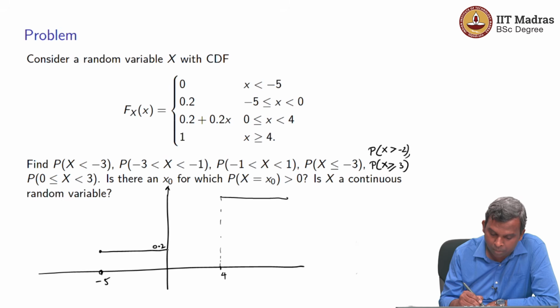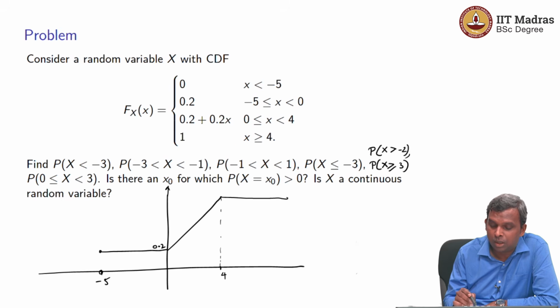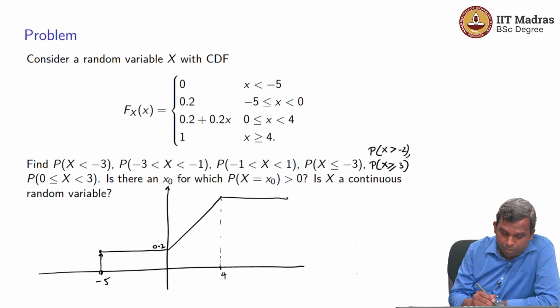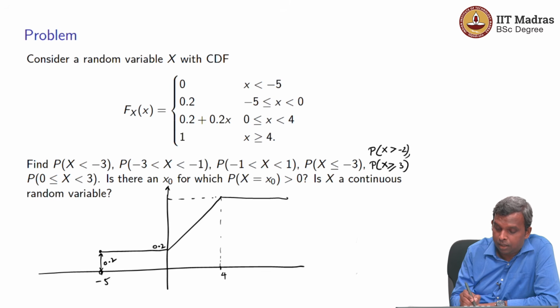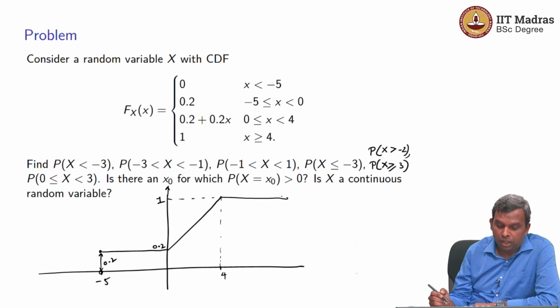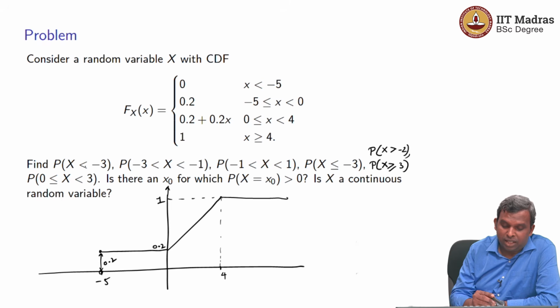So I know this is going to look like this, right? You can test it out: x equal to 0 gives you 0.2, x equal to 4 gives you 1, and that's how it looks. There is a jump here, and the jump is of height 0.2. There is no jump other than that, and then this is 1, this is 4. So that's your CDF. Sketching is quite useful. Once you sketch, it's very easy.